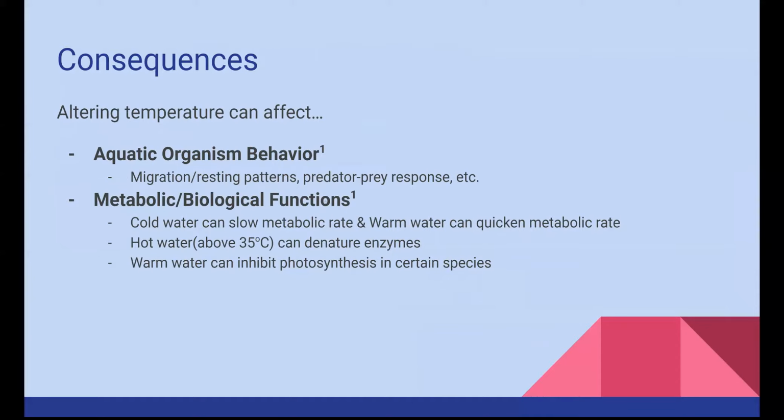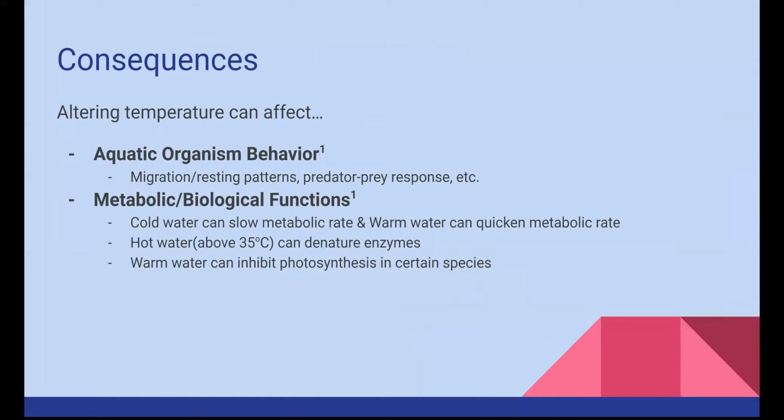Consequences. There are consequences on behavior and biological functions. Basically, some species rely on temperature to tell when to do certain actions, like migration or resting, and sometimes it can affect a predator-prey response. So changing the temperature of the water can make them do this at random times or times that they're not supposed to.